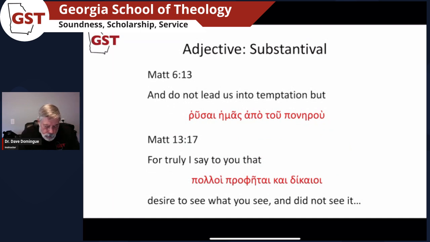We know John 17:17 is probably more appropriate for, or John 17, more appropriate for the Lord's Prayer, when the disciples ask, teach us to pray. And so Matthew 6:13, and do not lead us into temptation, but here's our rough breathing, rhusai hemas apo tou ponerou.